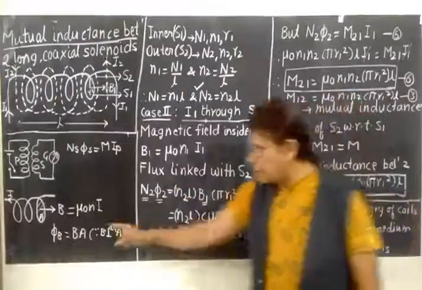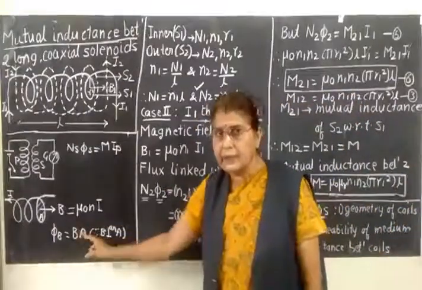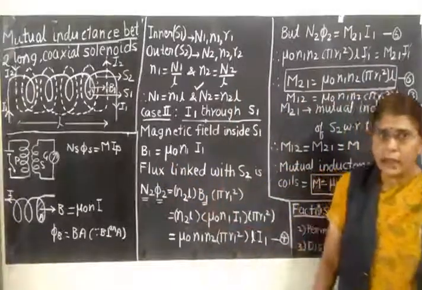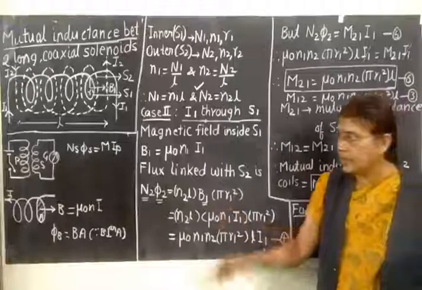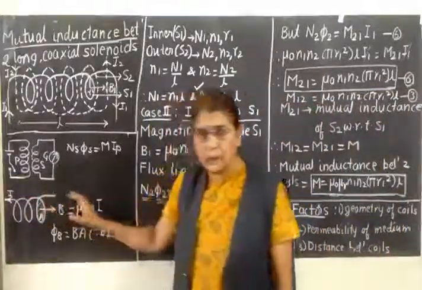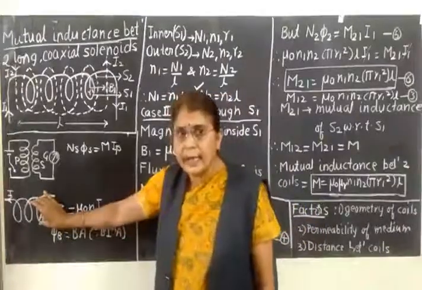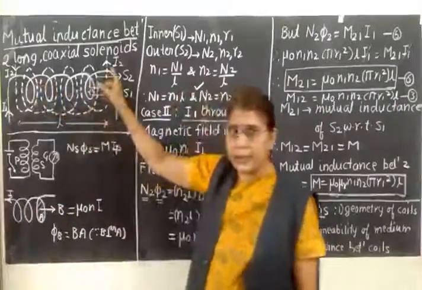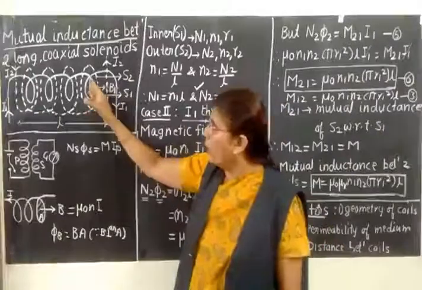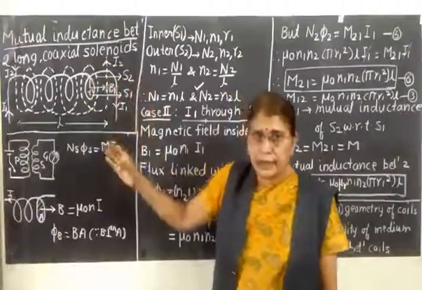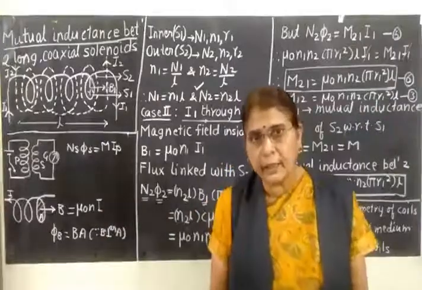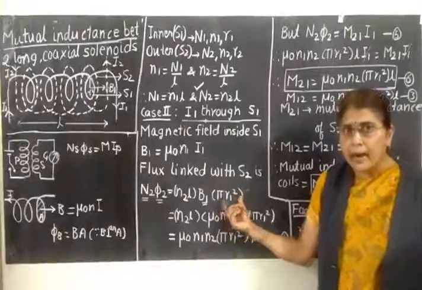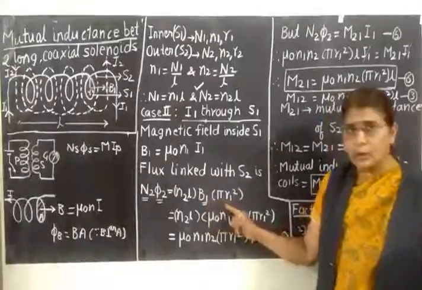Flux is given by the product of B and A, magnetic field into area of cross section. So the magnetic field is B1. And what is the area of cross section on which B1 acts? Remember one point: whenever current is passed through a solenoid, a magnetic field is produced only inside the solenoid. There is no magnetic field outside the solenoid. Now the current I1 is passed through S1 and the field B1 will be acting only on the area of cross section of the inner solenoid. So what is the area of cross section of the inner solenoid? Radius is R1, so the area is pi R1 square. So it will be B1 into pi R1 square.